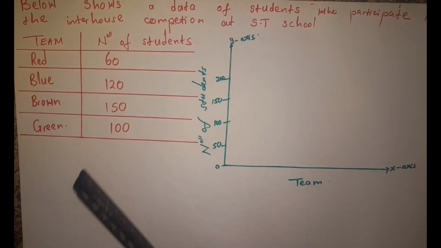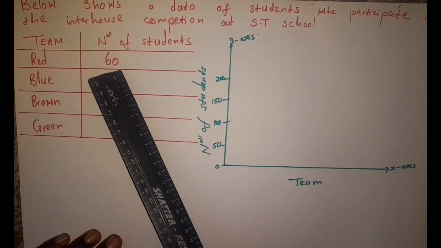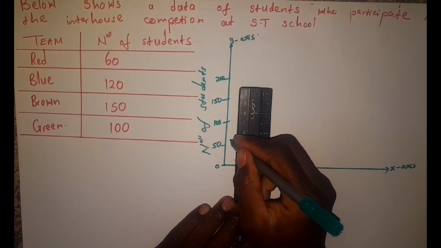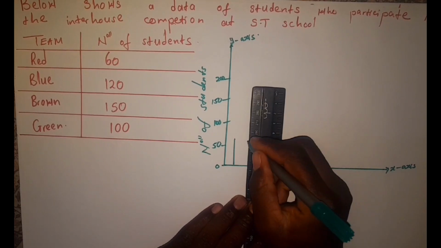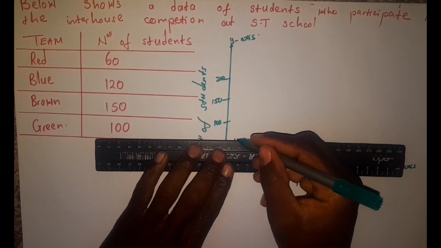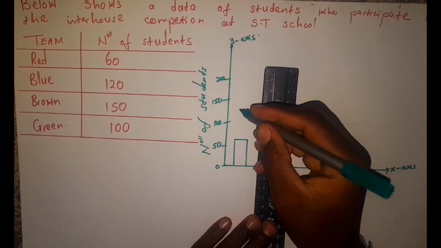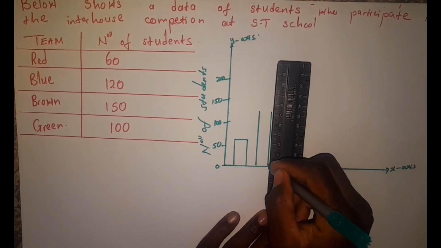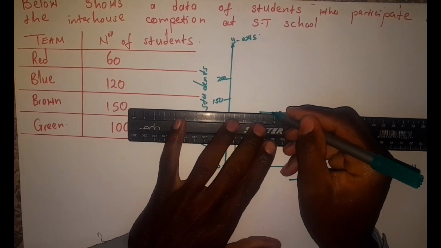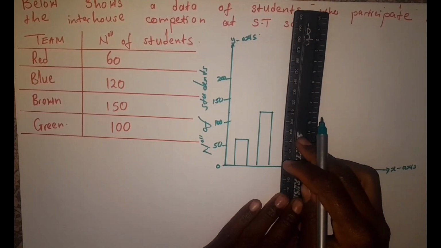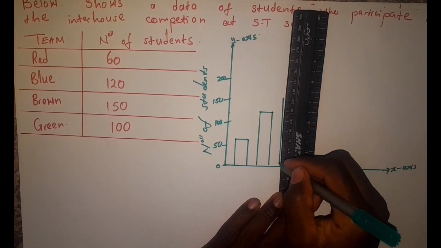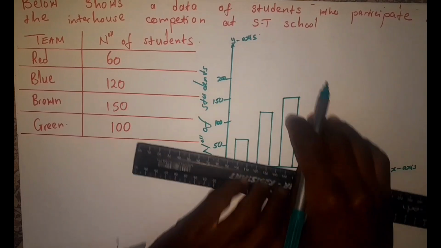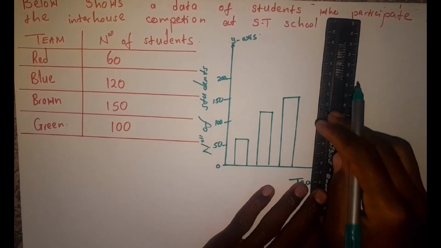Now let us draw. We are given that the red team has 60 learners, so 60 is almost here. And then the blue team has 120 learners, so 120 is almost here. And then the brown team has 150 learners, so 150 is here. Then we come to the green team. The green team had 100 students.